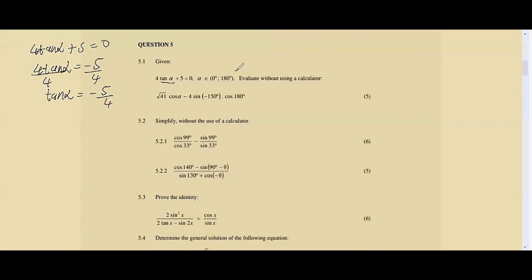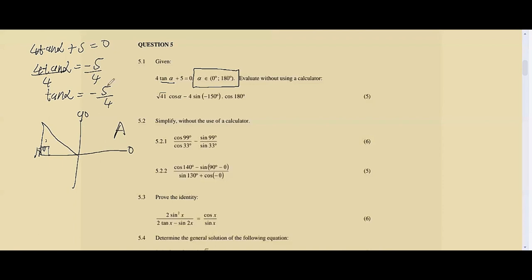But then look at this. We are given that alpha should be an element of 0 degrees to 180 degrees. So that is inclusive of the first and the second quadrant. The first quadrant is from 0 to 90, the second from 90 to 180 degrees. Now, where is tan negative between the first and the second quadrant? It will obviously be in the second quadrant, because in the first quadrant all trig ratios are positive. So that means we have to draw the right angle triangle in the second quadrant.